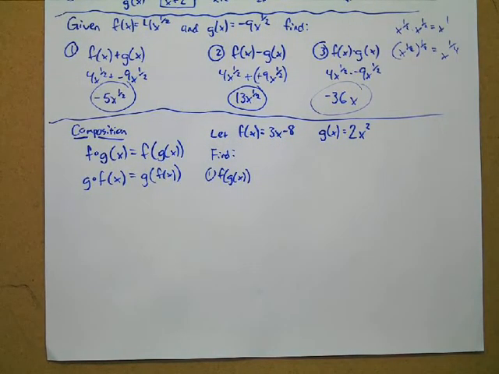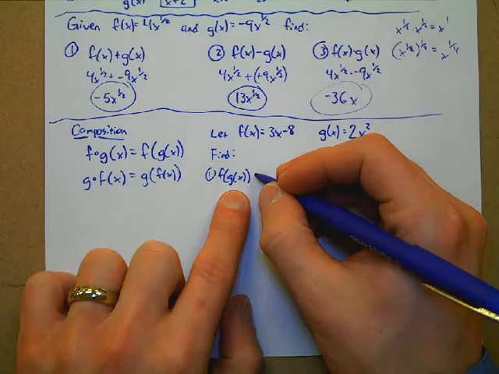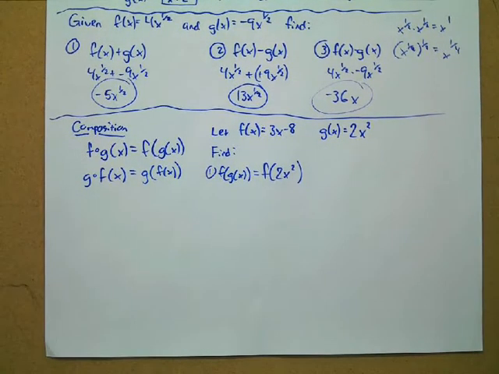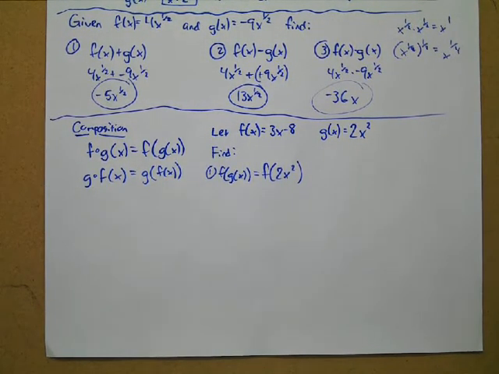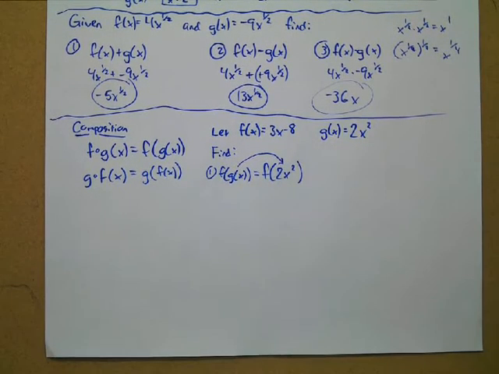Well, in order to plug g of x into f, I need to know what is g of x. And what is g of x? 2x squared. So instead of writing this, I can write f of 2x squared. You see, all I did was just replace the g of x with what it's equal to, the 2x squared there. Right? Just like that. The g of x becomes 2x squared. Now it's up to me to evaluate f of 2x squared.